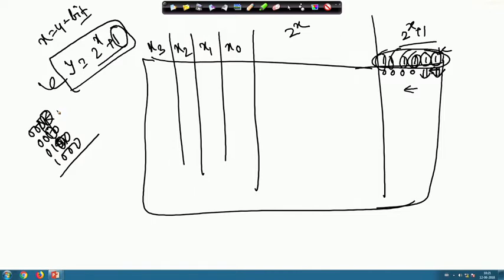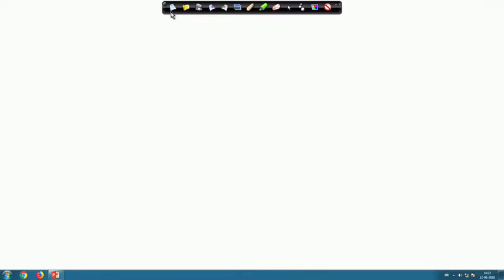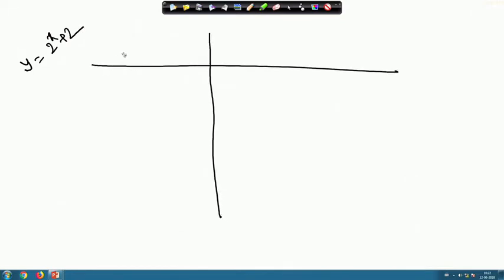Now, consider, instead of this 2 to the power x plus 1, that I need 2 to the power x plus 2. At that time, how can I implement the circuit? Where will be the change, or what do I need to change so that this circuit implements the 2 to the power x plus 2 function? Let us consider these things. I have to implement 2 to the power x plus 2. So for that, again, what do I have to do?